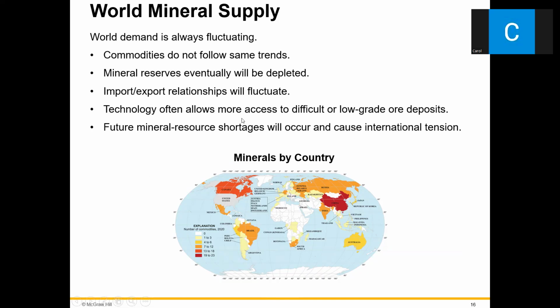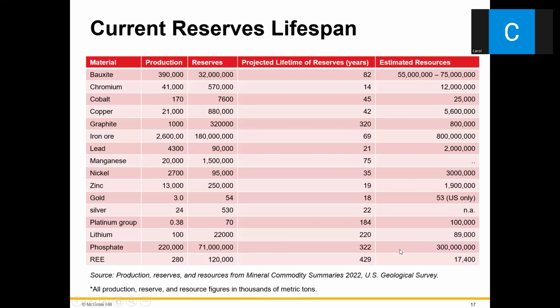And then obviously technology allows for more difficult or low grade ore deposits. Low grade, that's the word I've been saying, low concentrated. Future mineral resource shortages will occur and cause international tension when somebody doesn't have any and somebody else has a whole lot. Then that's going to become a problem as things become more and more scarce, and they're going to become more and more scarce.